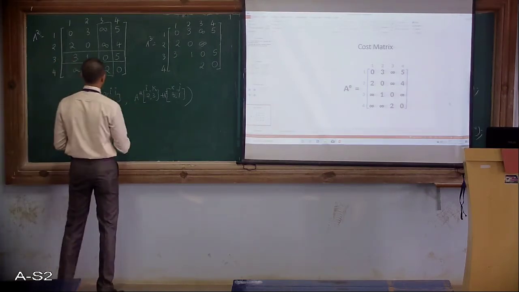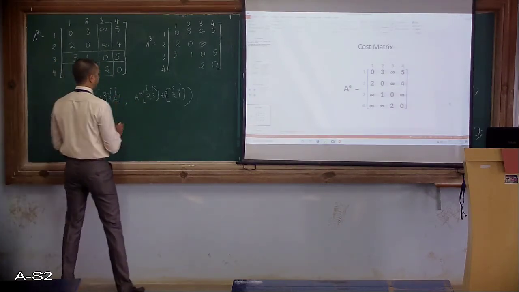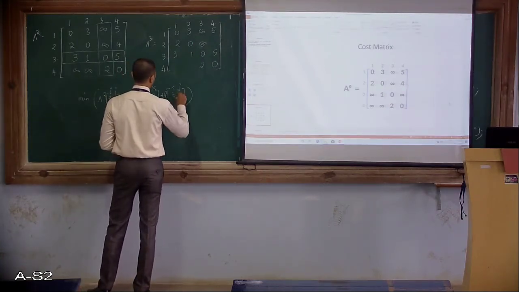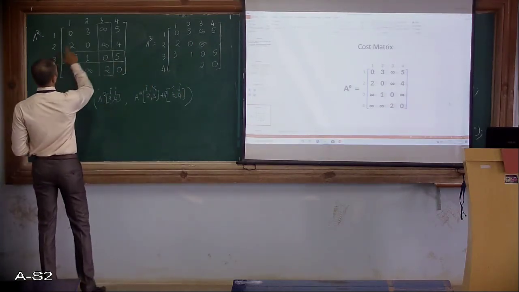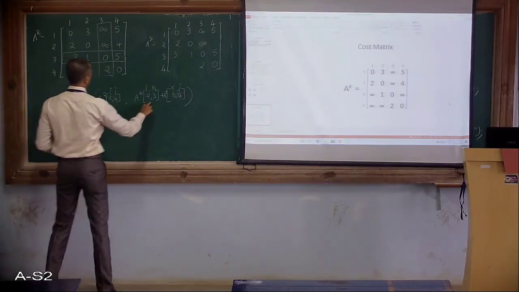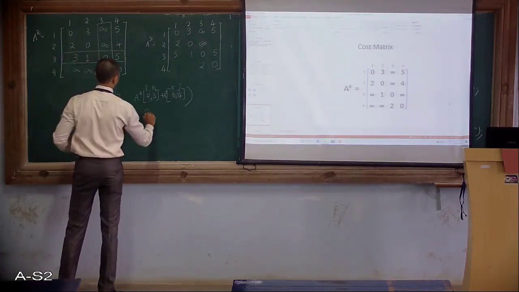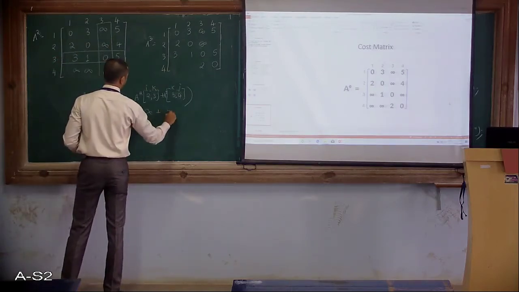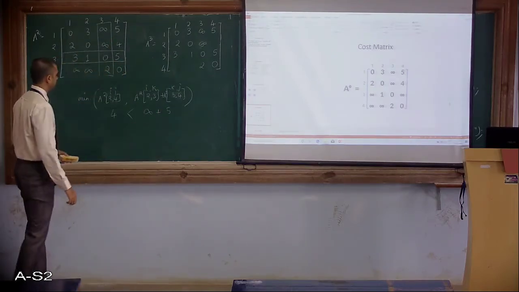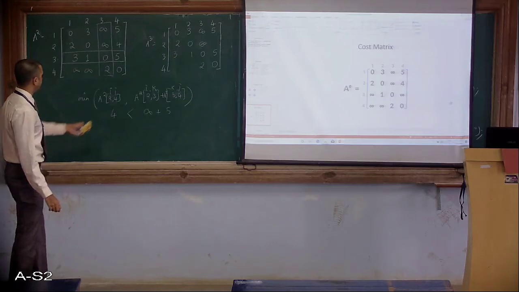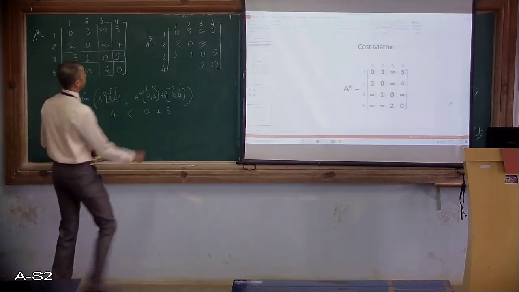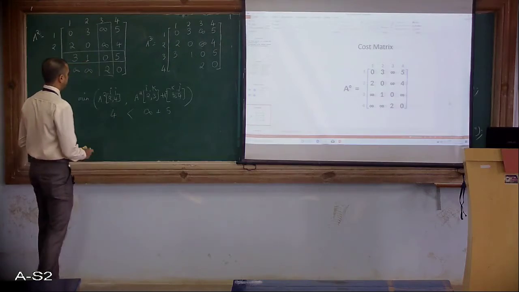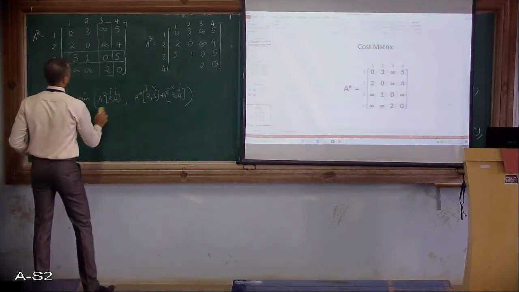2 to 1 is done. What is left? 2 to 4. 2 to 4, intermediate is 3. So 2 to 3 and 3 to 4. What is 2 to 4? 2 to 4 is 4. 2 to 3 is infinity plus 3 to 4 is 5. So obviously this one is less. So inside 2 to 4, I'm going to write 4.